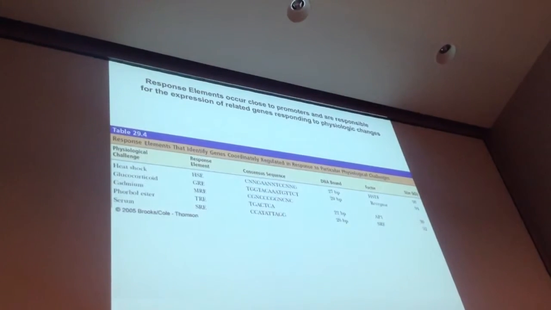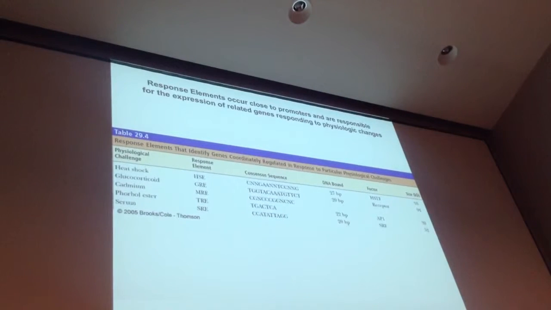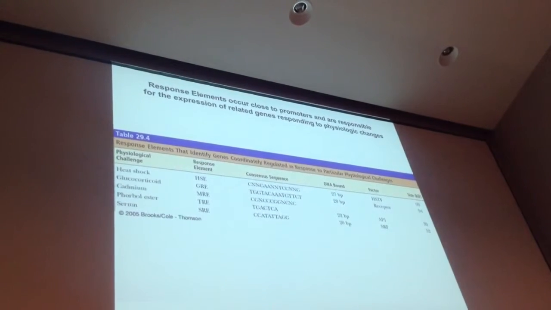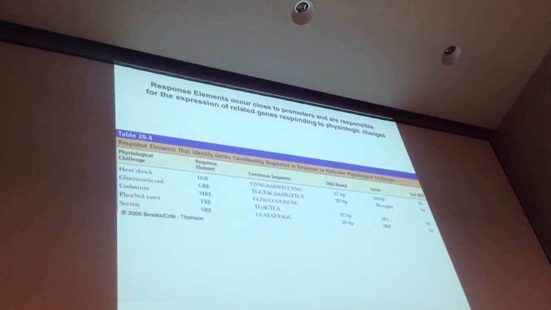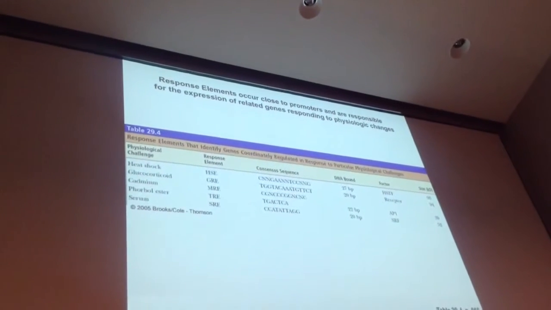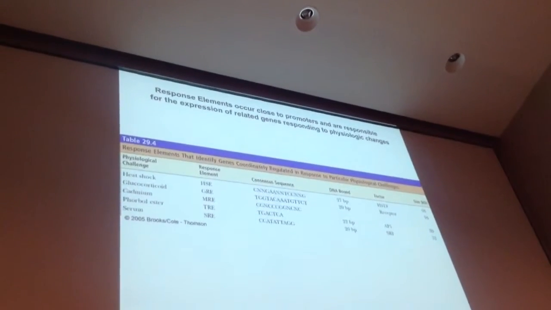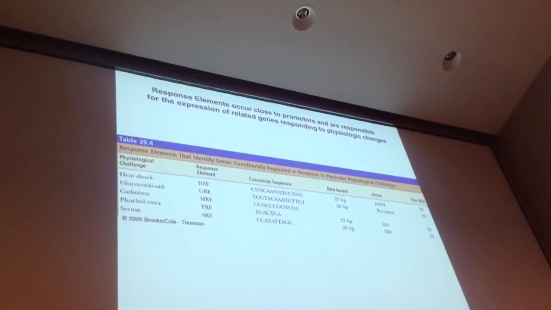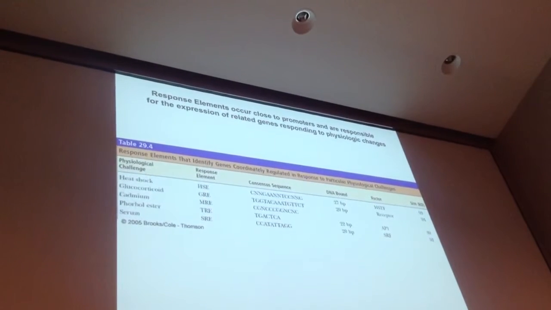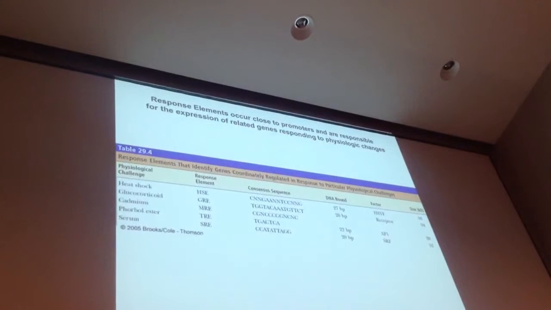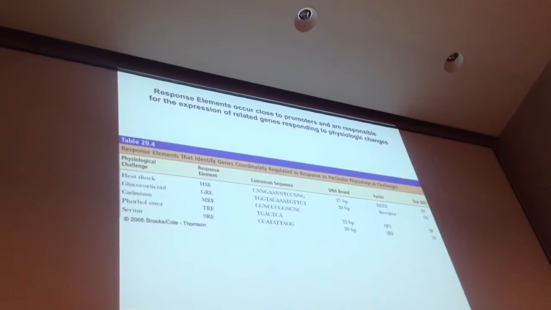Okay, so we talked a little bit about the proximal promoter elements. There are what we call response elements, and these response elements occur close to genes, close to the promoters. So they're proximal. They're responsible for the expression of related genes responding to physiological changes.